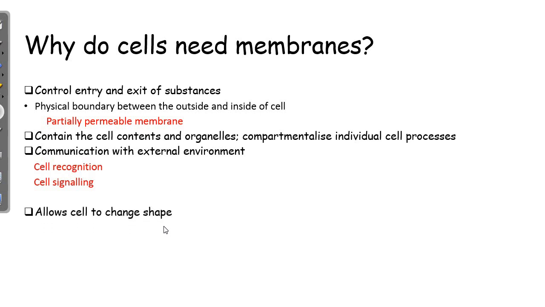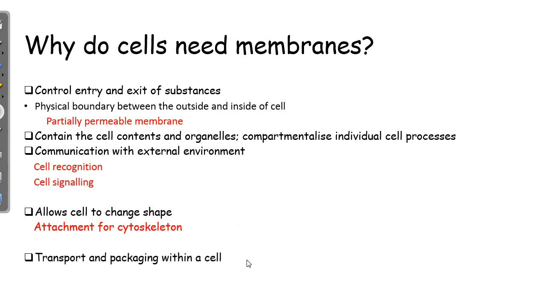It allows the cell to change shape. The shape of a particular cell can be changed according to the cell membranes which are present. It is because of the attachment of the cytoskeleton. The transport and packaging within the cell happens because of the cell membrane. It is a site for chemical reactions. So these are the main functions of the cell membrane, or you can also call it the plasma membrane.